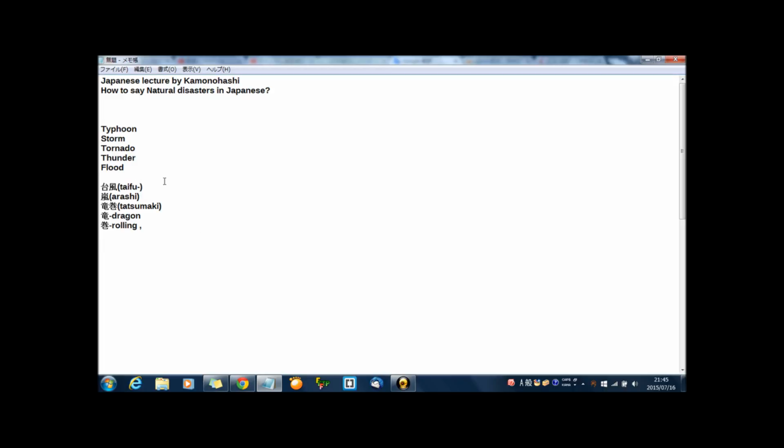And next is thunder. In Japanese, kaminari. Look at this kanji. This kanji is made of two parts, this upper part and this lower part. I want you to see this kanji. This kanji means rain. So the Japanese kanji that uses this part is related to rain.